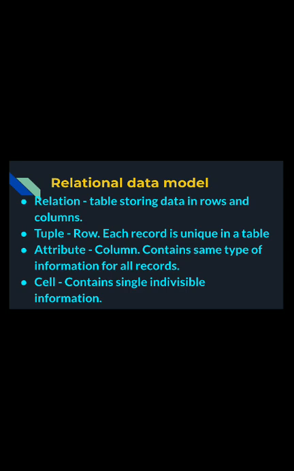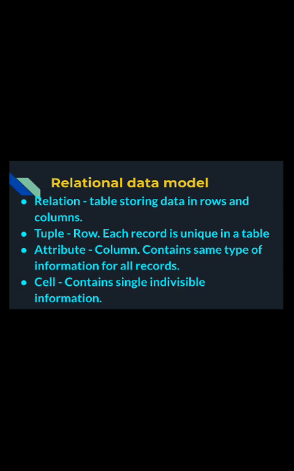Then attribute means the columns. So the fields of the table are known as attributes. It contains the same type of information for all records. Let us suppose there is an attribute known as roll number, so what will happen? Roll number will have the roll numbers of all the records, right? If the field name or attribute is father's name, then it will hold the father's name of all the records, right?